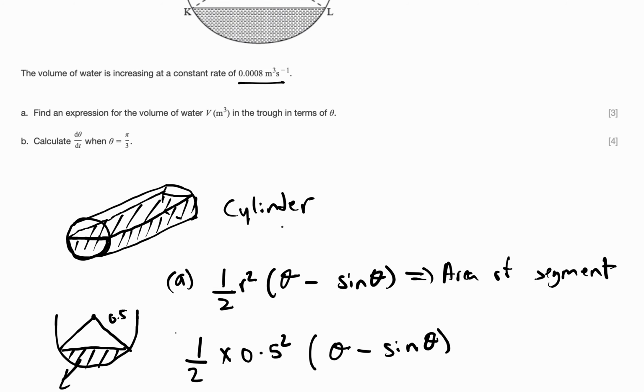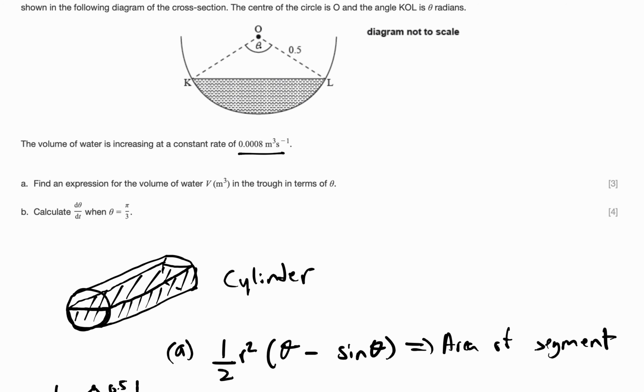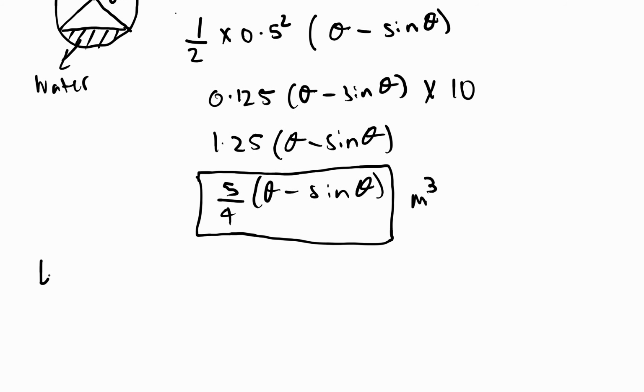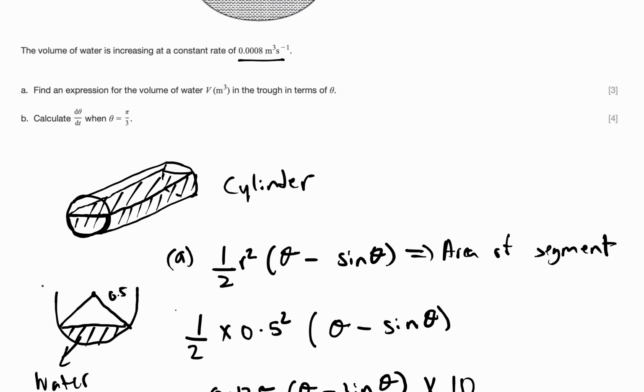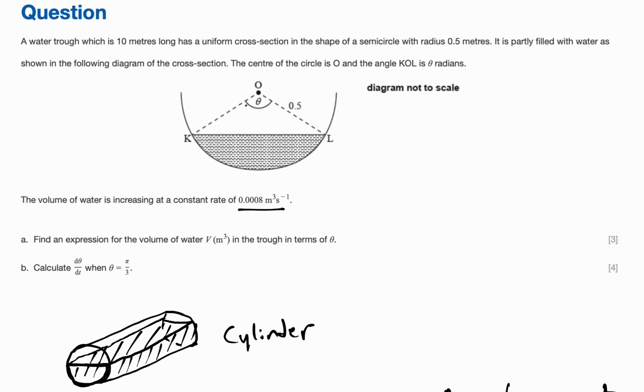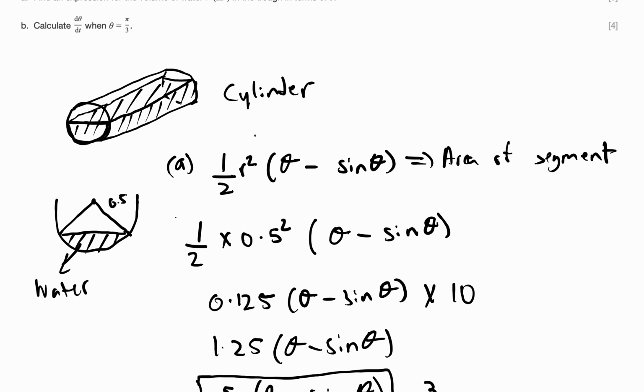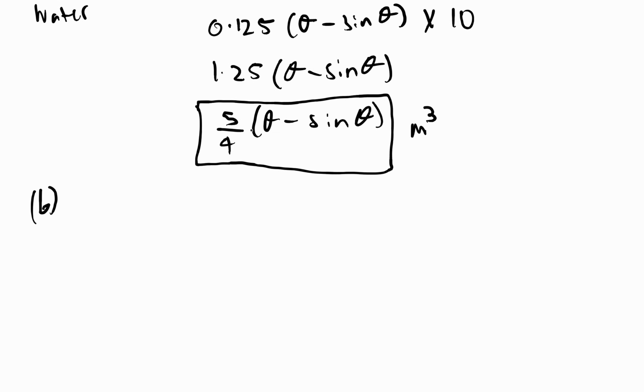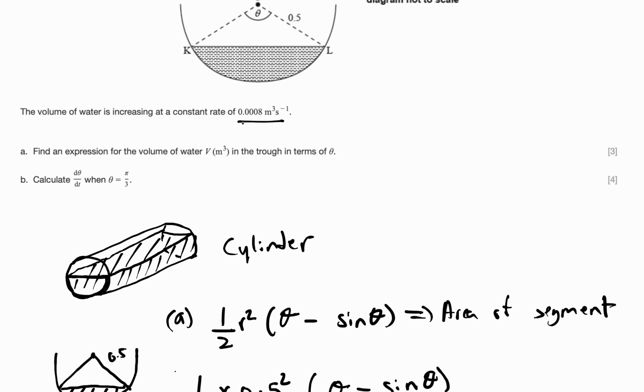Now, using this, how will I be able to solve the second part? They're asking me the rate of change of this angle theta, d theta by dt, at the instant when theta is pi over 3. This is part B. Essentially, as the water fills, how does the angle theta change? That is what d theta by dt means. How does the angle change over a period of time? Well, I need some way to relate angle to volume.